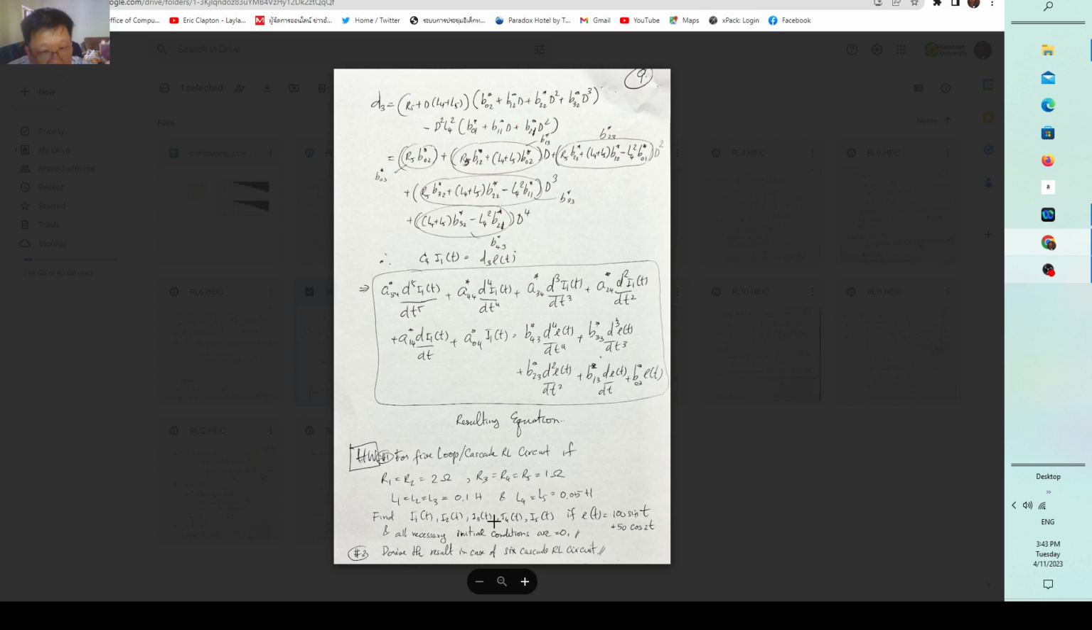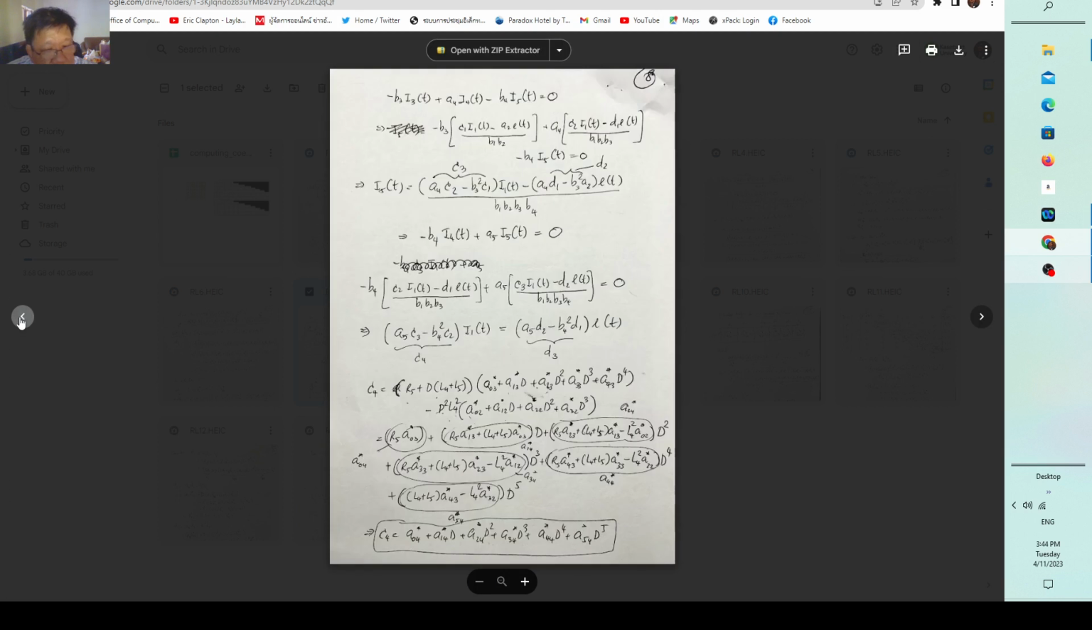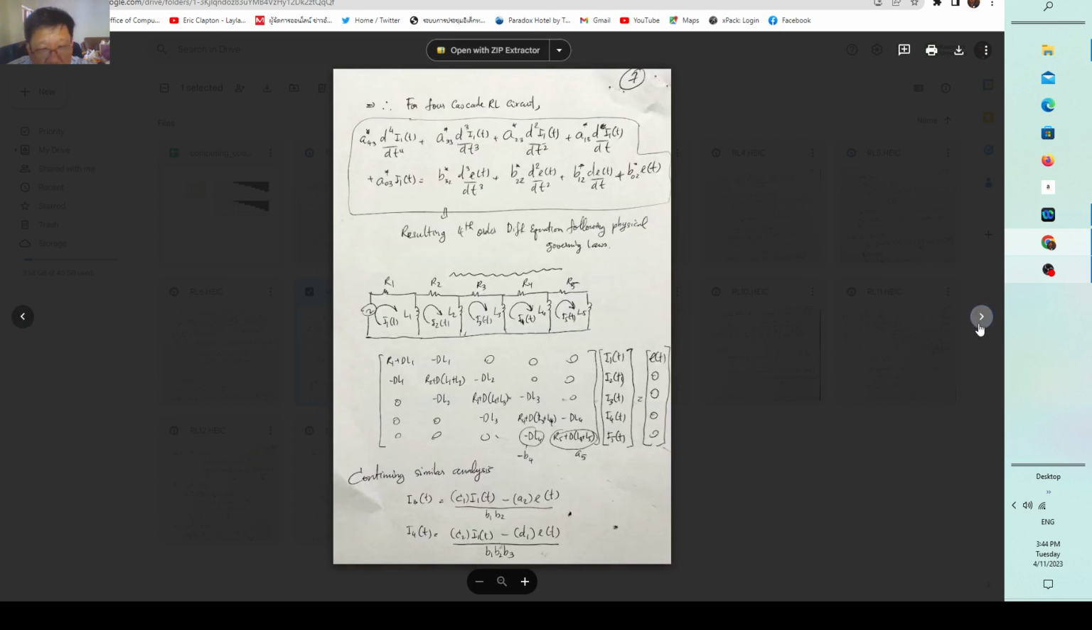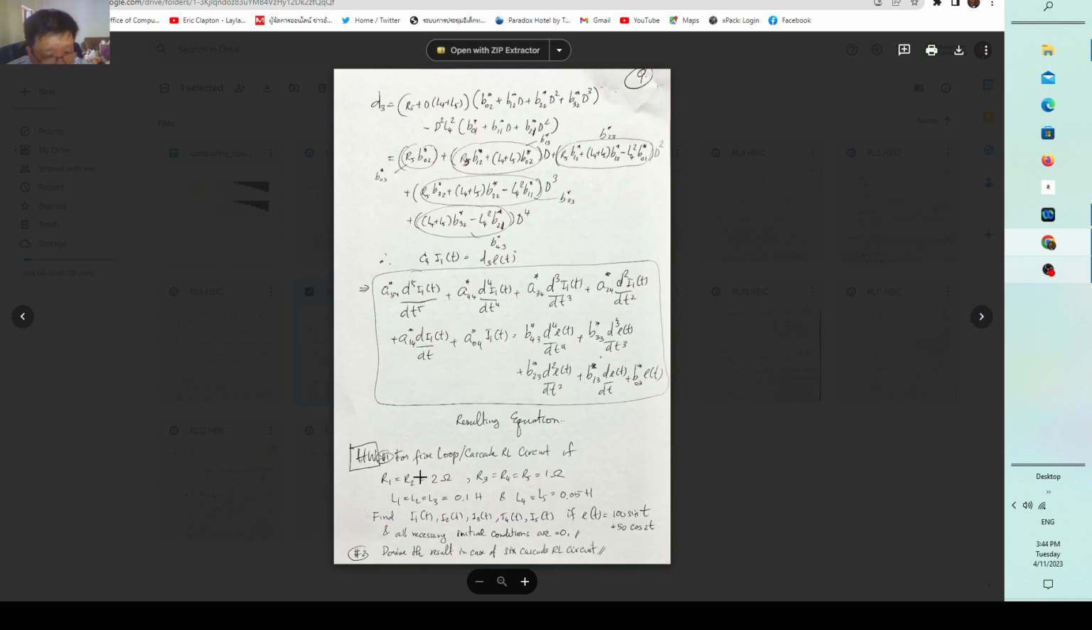So the homework, according to the lectures so far, is to go back to the 5 loop cascade RL circuit, which is over here. I'm giving you the values: R sub 1 and R sub 2 are equal to 2 ohms, and R sub 3, R sub 4, R sub 5 are 1 ohm. L sub 1, L sub 2, L sub 3 are 0.1 Henry, the inductance, and L sub 4 equal to L sub 5 is 0.05 Henry.